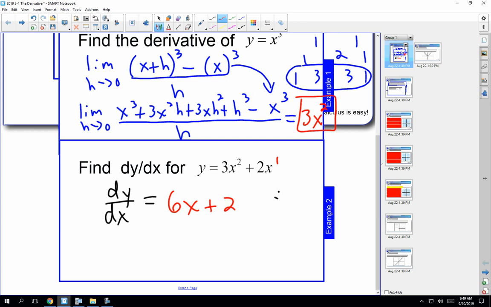Another symbol we might use is y prime equals 6x plus 2. That's another symbol we use, that prime. As I talked about yesterday, we called it f prime of x. So this is called y prime. You might want to just jot this down. Y prime is the way we say that. And this dy dx, that's how we say that. It's dy dx.